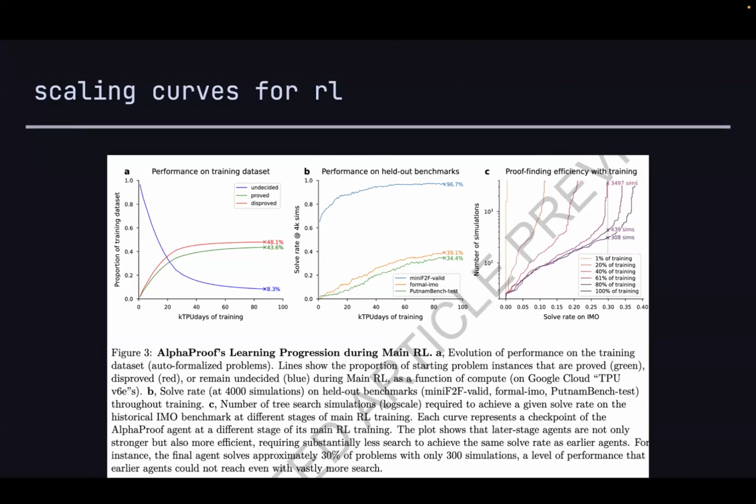Second scaling law, performance on held-out benchmarks. The three benchmarks they use are miniF2F, a fixed version of miniF2F, I believe the third fixed version. There have been multiple because the original miniF2F translation was done not super carefully by OpenAI, and then Facebook Research fixed it, and now Google is fixing it again. They introduced a new benchmark called formal IMO, which is hand-translated problems from the IMO, the International Math Olympiad. And then they also translate a bunch of problems into a benchmark called PutnamBench.